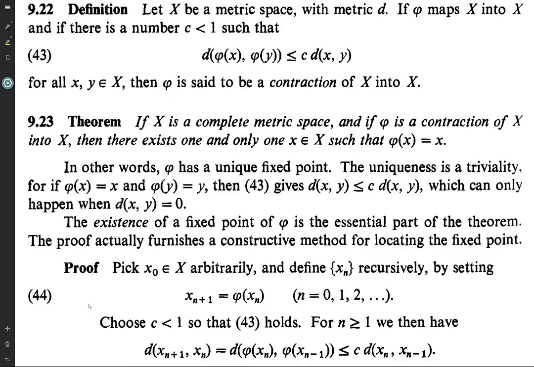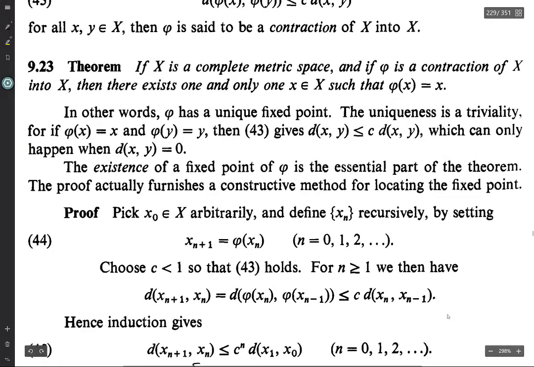Then if you have any n, n needs to be greater than or equal to 1, because the index we have is x sub n minus 1, and that can't be less than 0. So we need n to be greater than or equal to 1. Then we have the distance between x(n+1) and x(n). Well, x(n+1) is by definition phi of x(n), and x(n) is by definition phi of x(n-1). And then since phi is a contraction, this is less than or equal to c times the distance between x(n) and x(n-1).